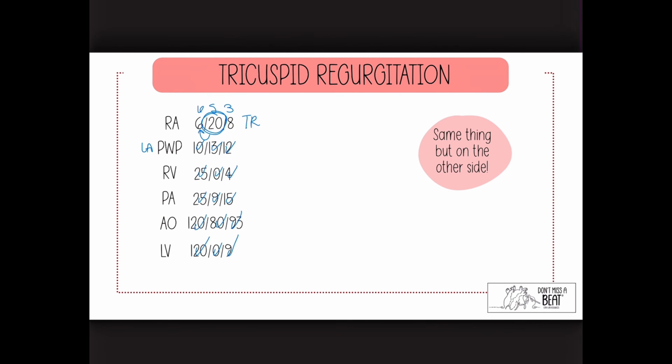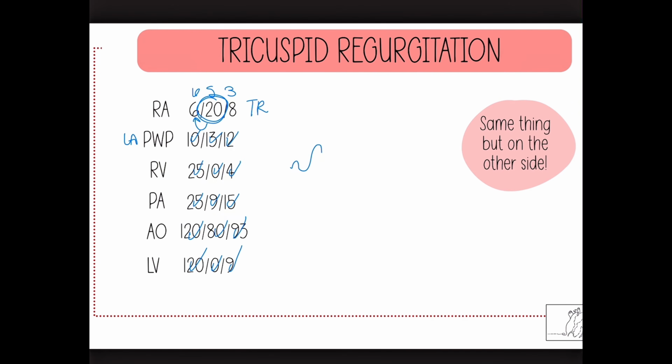Now on the waveform, you're going to see the same thing where you need to identify the A wave, and the V wave will be peaked and elevated. Remember, elevation of both like this, of your A and your V, is not regurgitation.